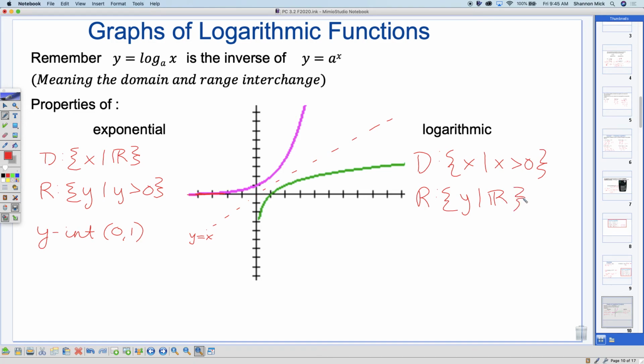Good job. So there's flip-flops, because that's what inverses do. And I don't have a y-intercept anymore. I have an x-intercept, because this point goes from 0, 1 to what? To 1, 0.